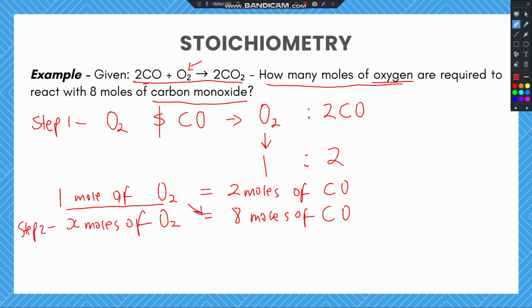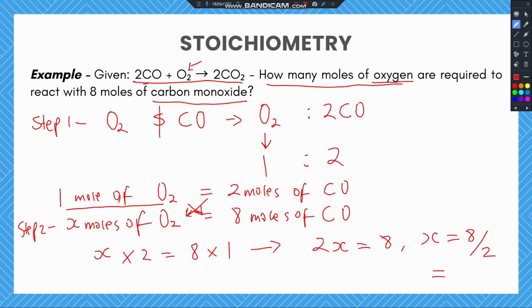So let's cross multiply, and when I cross multiply, I have X times 2 being equal to 8 times 1. So basically this leaves me with 2x being equal to 8. X is now equal to 8 divided by 2, which is equal to 4 moles.